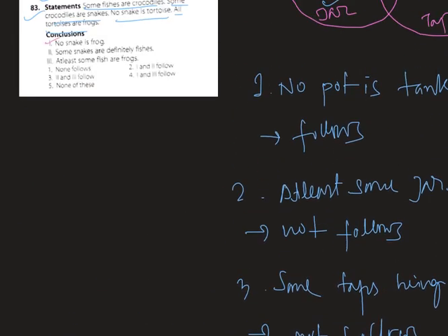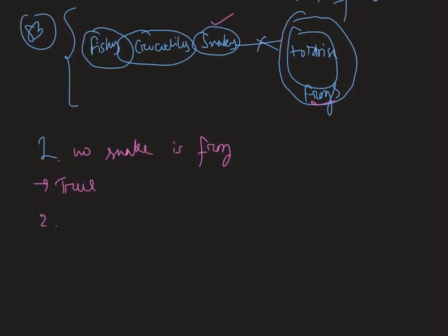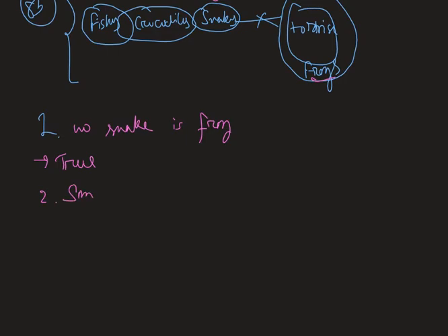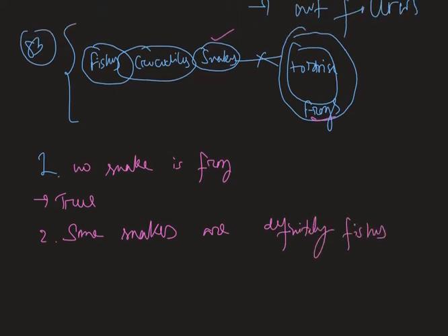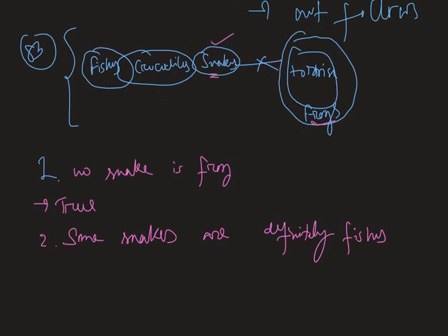Now see the next one, that is: some snakes are definitely fishes. This is the snake set and this is the fishes set, and there is no relation between them, therefore we can say that the statement is false.